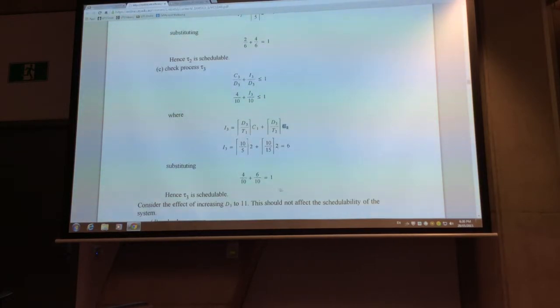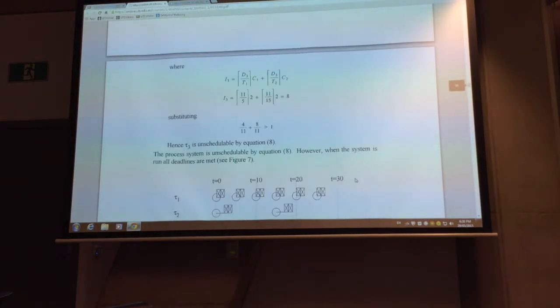Plug in the numbers, all the inequalities are satisfied, so the tasks will meet their deadlines. And he does the same trick as he did before. He extended the deadline for one of the tasks, the lowest priority one, again noting that this should not affect the schedulability of the system, but when we plug the numbers in, we can see that that imprecise version of the interference factor is again misleading us.